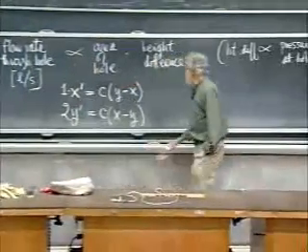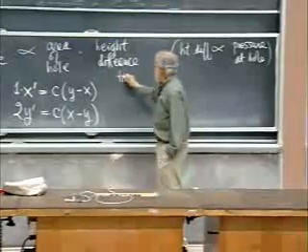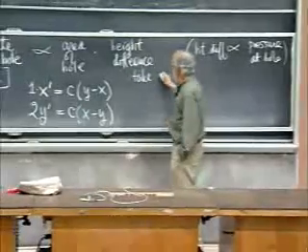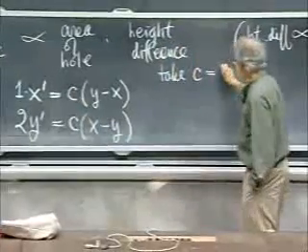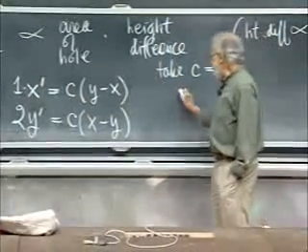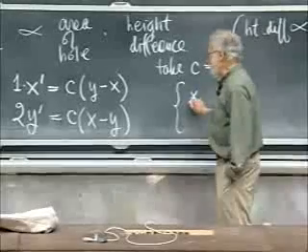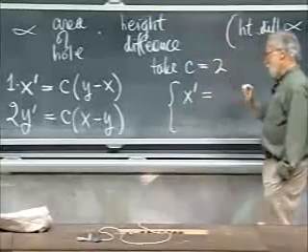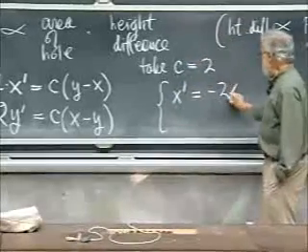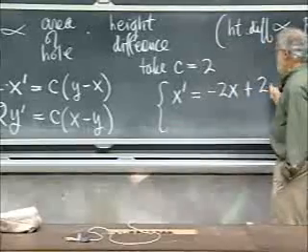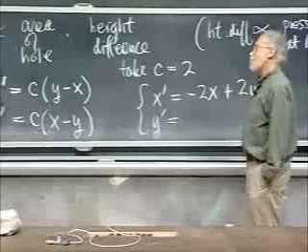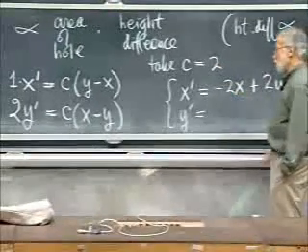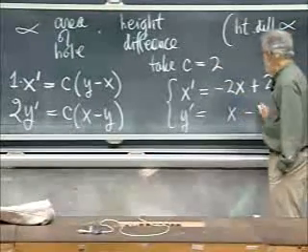So there's the system. In order to use nothing but integers here, I'm going to take c equal to 2 so I don't have to put in halves. So the final system is x prime equals minus 2x. You've got to write them in the right order, right? And y prime equals, the 2's cancel because c is 2. So now it's x minus y.